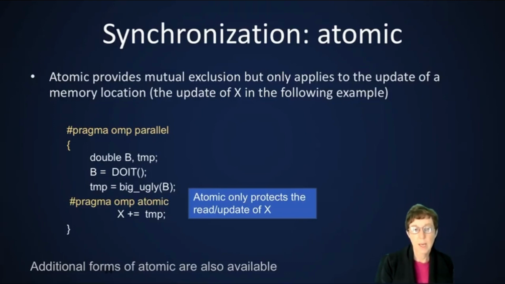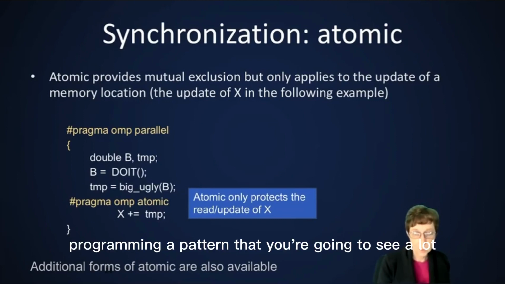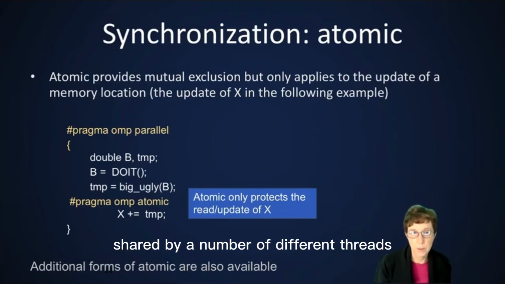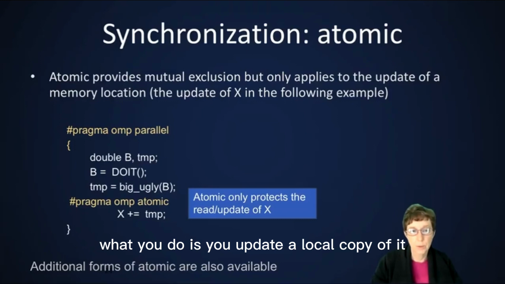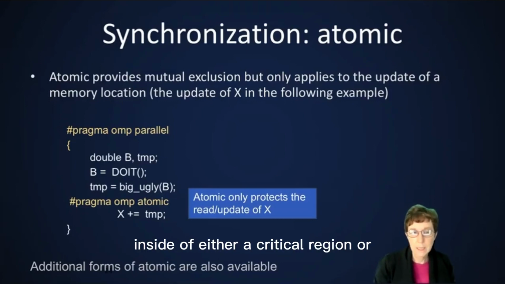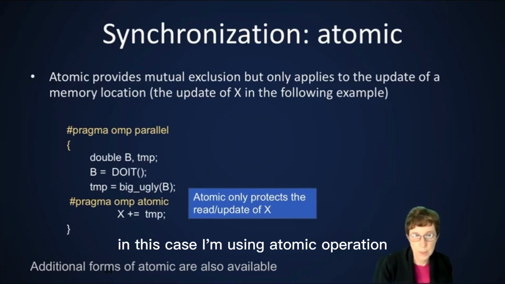This is a very common programming pattern that you're going to see a lot when you've got something that you need to update by a number of different threads. A lot of times what you do is you update a local copy of it, and then you update the shared copy inside of either a critical region, or in this case using an atomic operation.